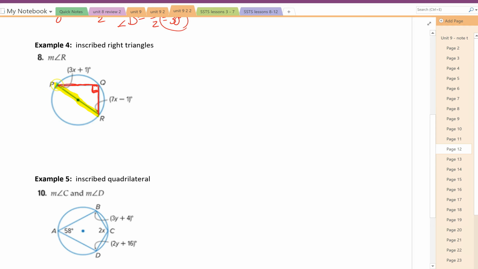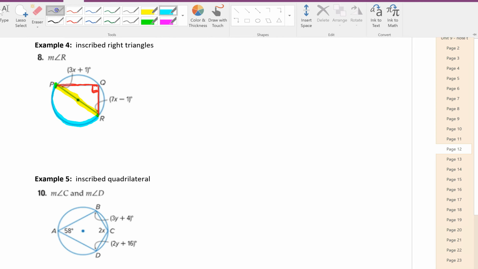Because the arc going from P to R is 180 degrees, right? Because this is a diameter. So if arc PR is 180, this inscribed angle is going to be half as big as that, and half of 180 is 90. So I know that angle Q right here has to be 90 degrees.